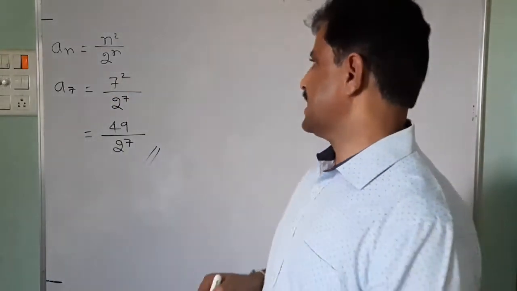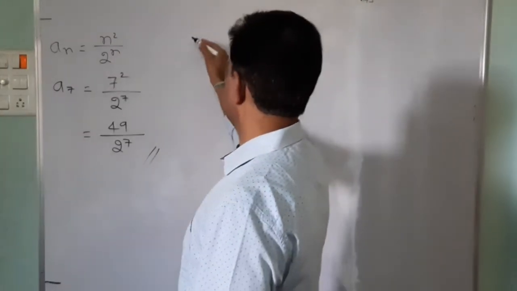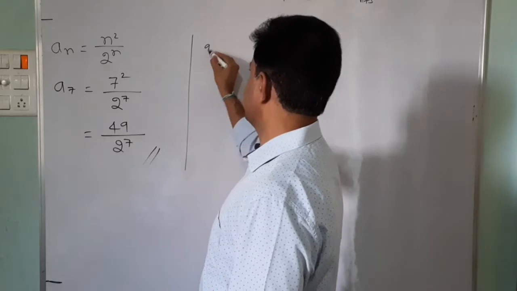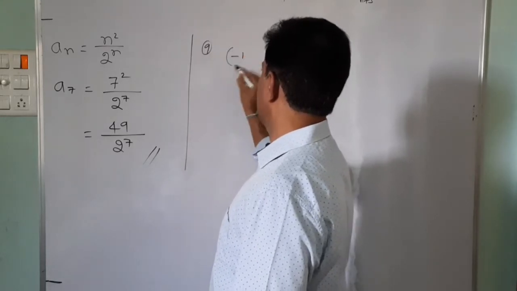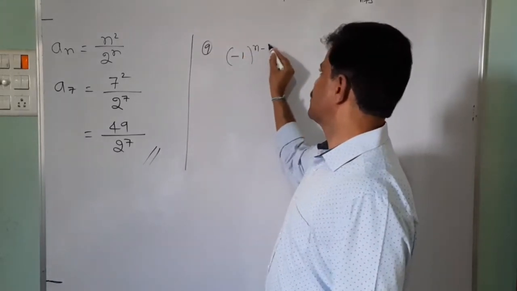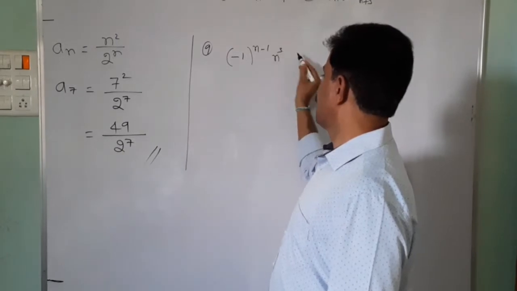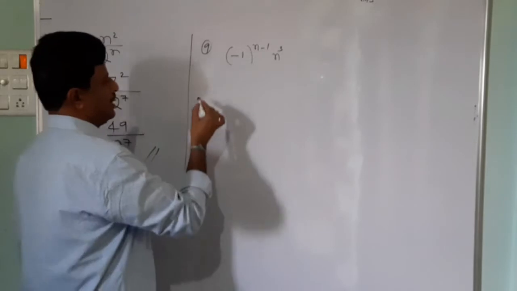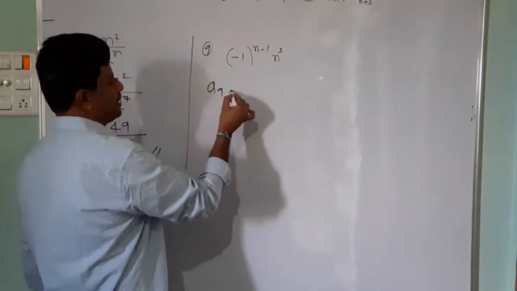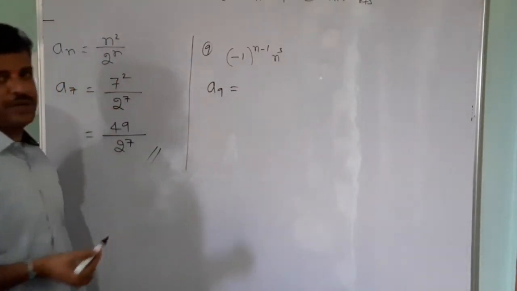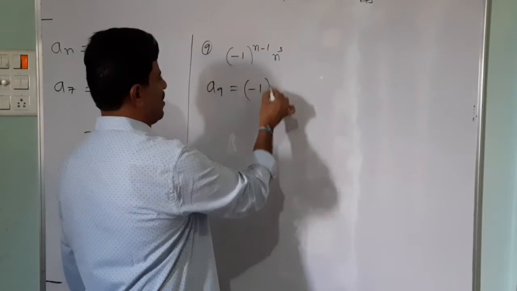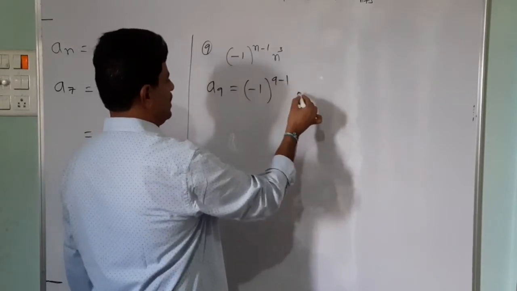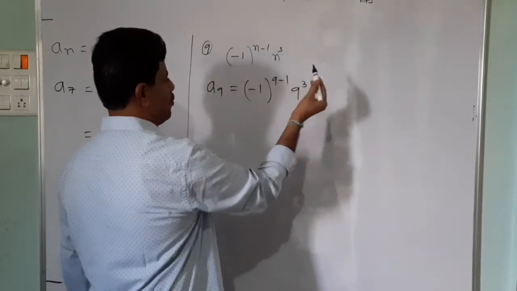Okay, next problem number 9. It is (-1) to the power of n minus 1, times n cubed. Find the value of a_9. Put n equal to 9. So a_9 is (-1) to the power of 9 minus 1, times 9 cubed.